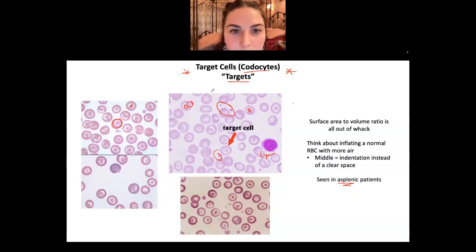Here would be a normal red cell. So you can see how different the normal red cell looks from the targets. This is actually really good. Here's a normal one right here, and then here's a target. So you can see the difference.